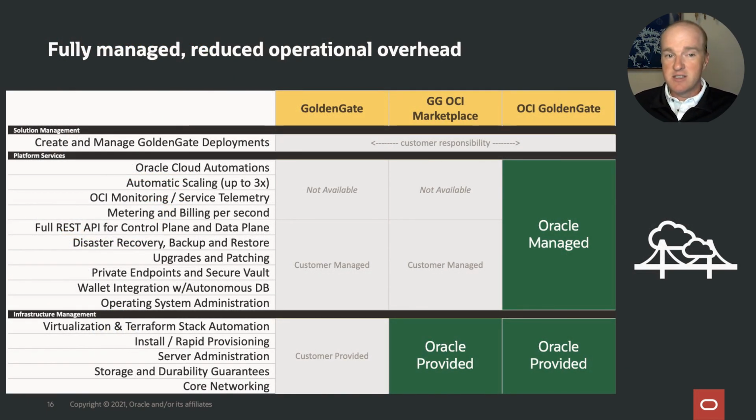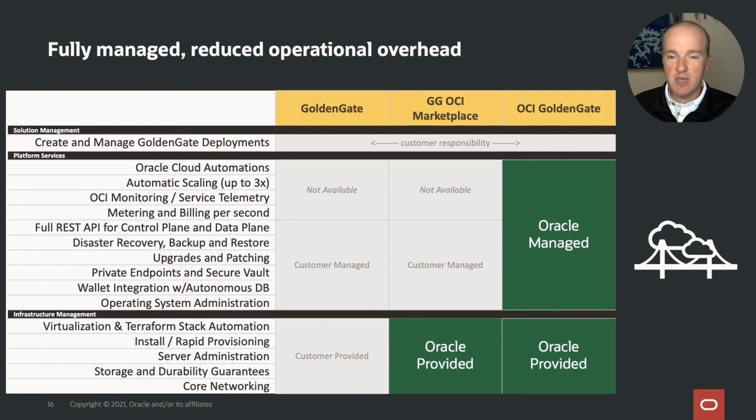So OCI GoldenGate itself is a fully managed product, or fully managed cloud service. And if we look at the evolution, from left to right, of GoldenGate, just having GoldenGate installed on premise, you as a customer are in charge of the infrastructure management, the platform services, creating the extracts and replicats, the management and monitoring. You're in charge of all of that.